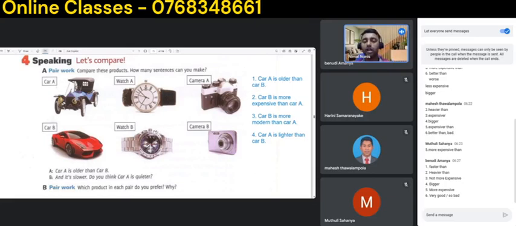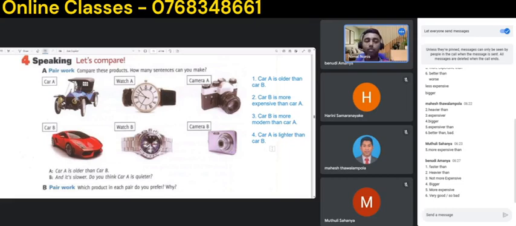So if you look at car A and car B, you can simply say car A is older than car B. And another comparison is car B is more expensive than car A. Car B, actually it's a new one, so it is more expensive than car A. You can say car B is more modern than car A. Yeah, car B is actually more modern. This is a modern car.